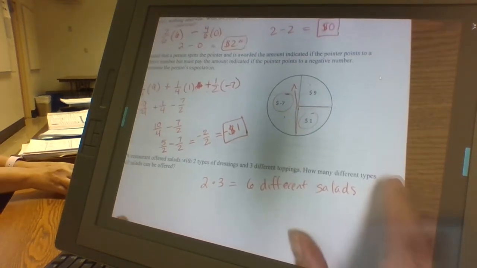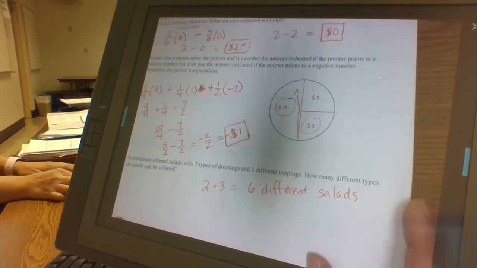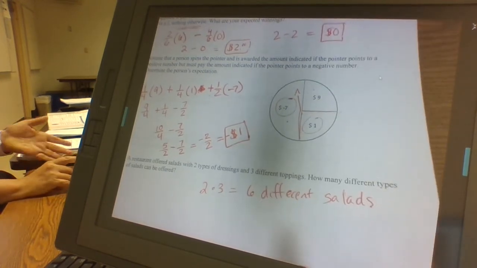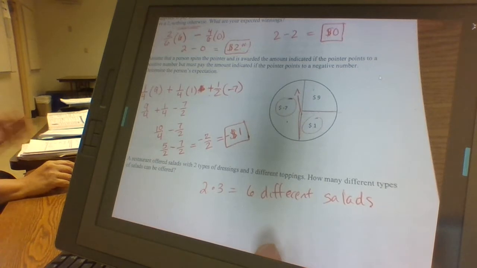Alrighty. Anything else on this question on this page? So test. I don't think it's going to be that difficult. Question. Yeah, on number 5.